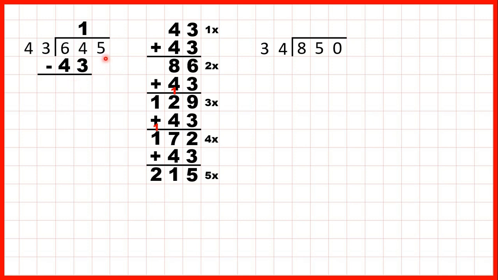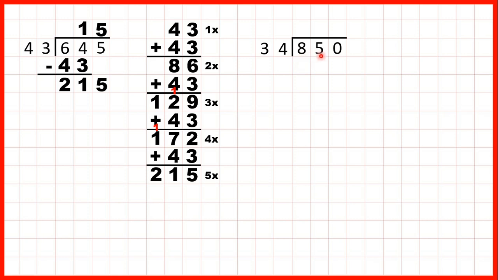Now we subtract and bring down. So 4 minus 3 is 1, 6 minus 4 is 2, and we can bring down the next digit, so bring down this 5. Then we have 215 divided by 43, and we can see that 215 is in the 43 times table. That's exactly 5 times 43, so we can write 5 as the last digit of our answer. So 645 divided by 43 is 15.